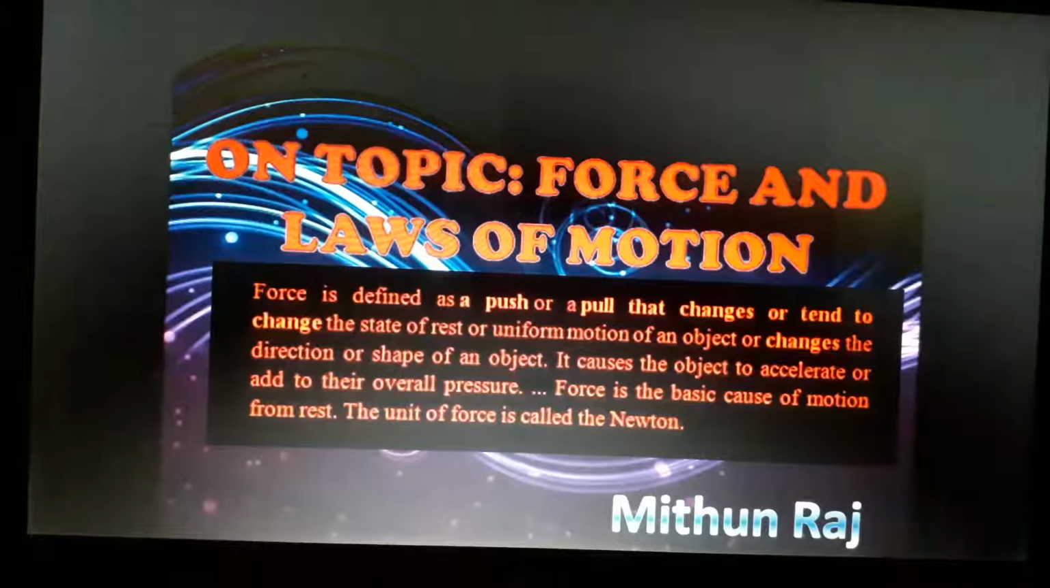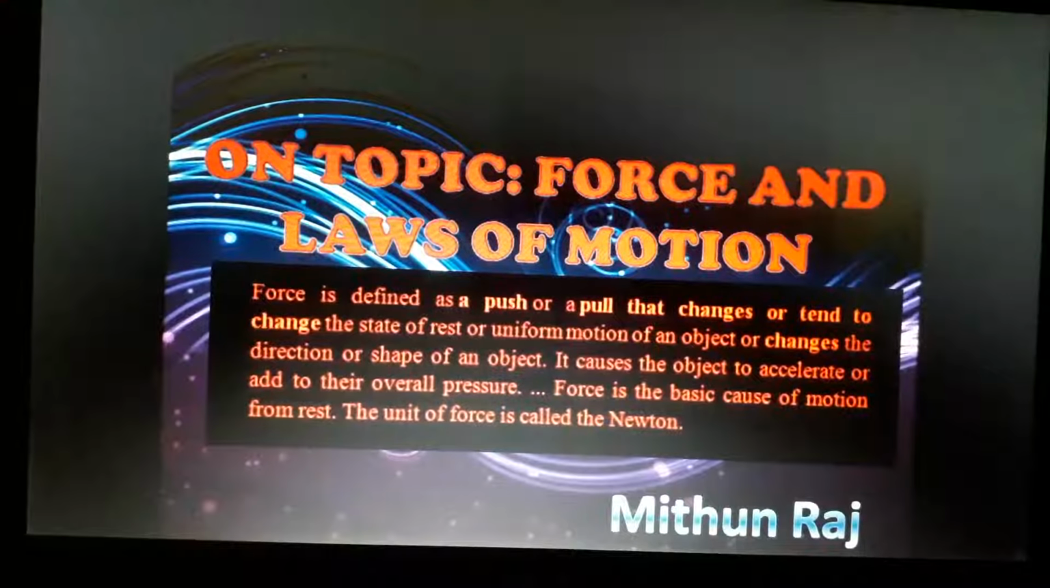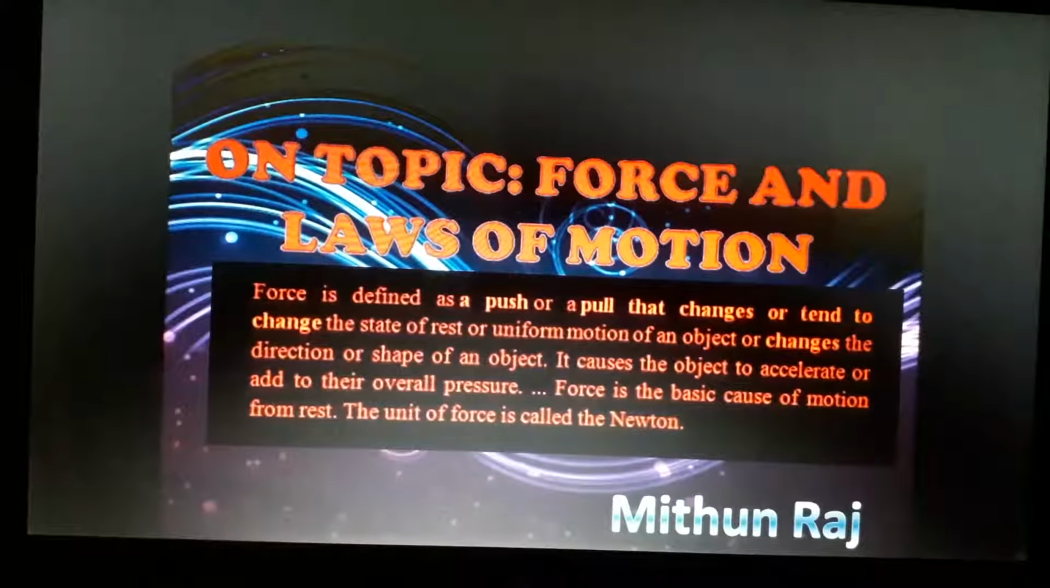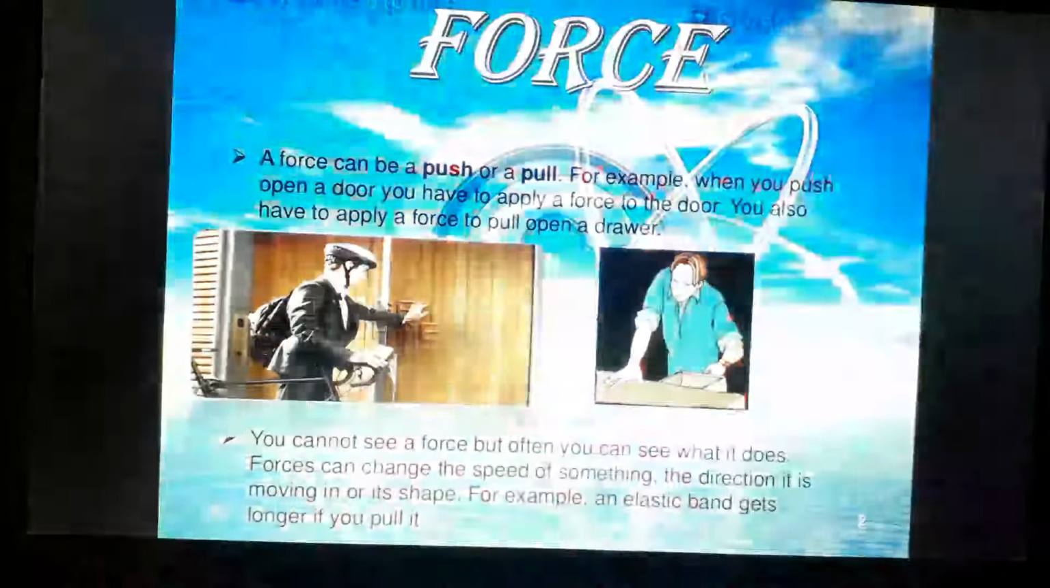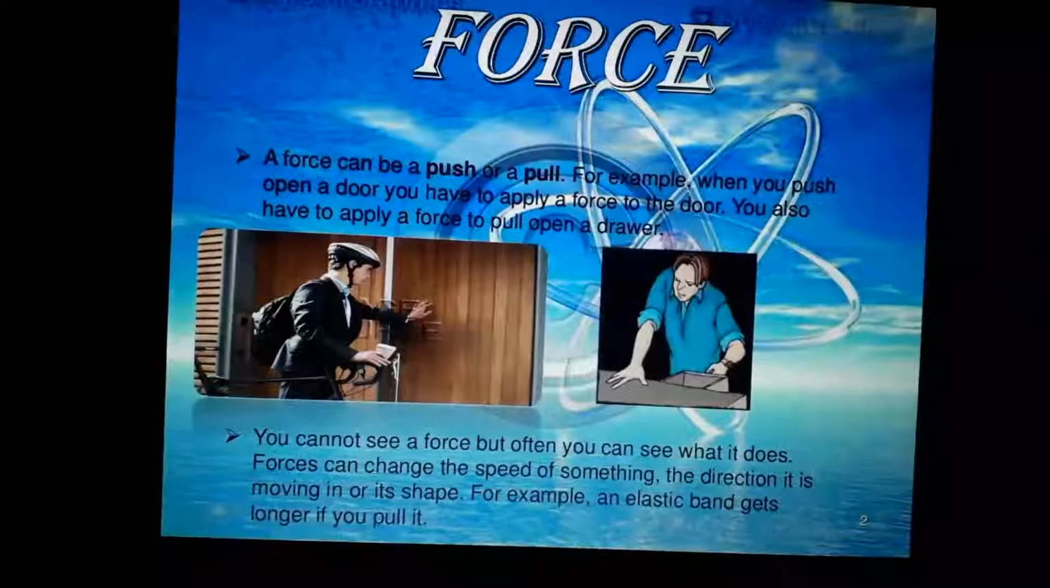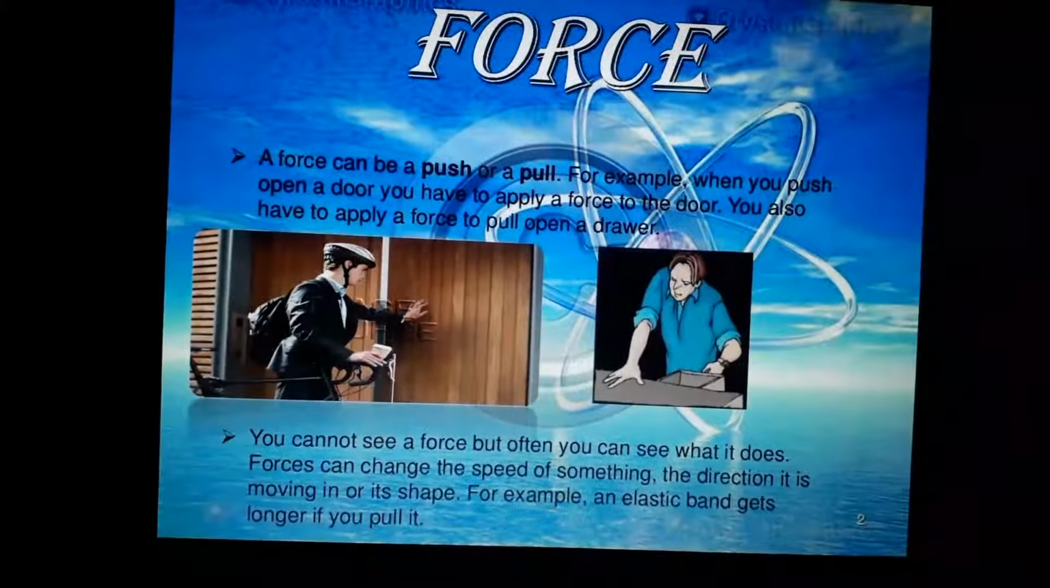Actually, the force and laws of motion were derived by Sir Isaac Newton, the legendary scientist, physicist and mathematician. He is also known as the father of classical physics. For modern physics, the father is considered to be Einstein.